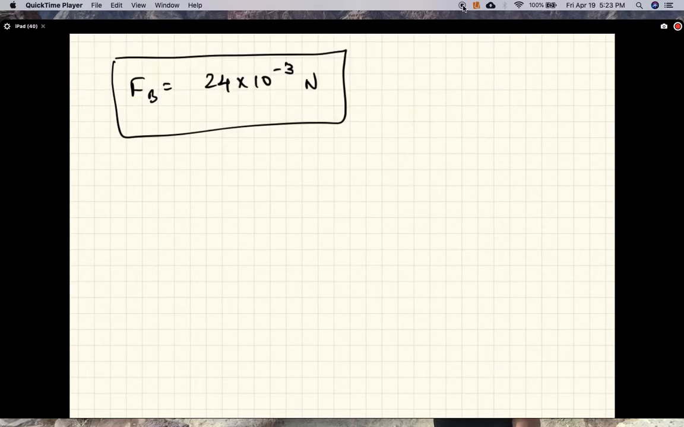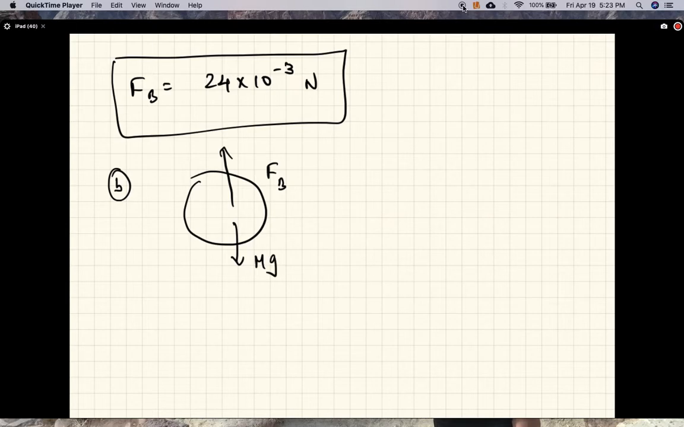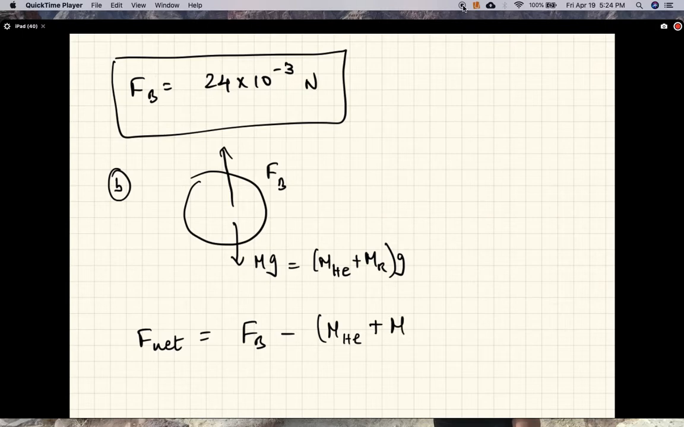And so now part B asks you what is the net force. So this is the buoyant force, and here is the weight of the balloon. This is equal to the mass of the helium plus the mass of the rubber times g. So the net force is the buoyant force minus the mass of helium plus mass of rubber times g.